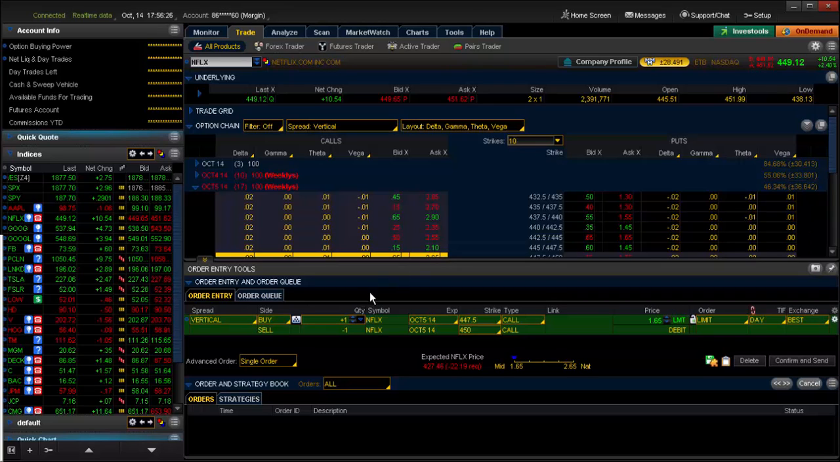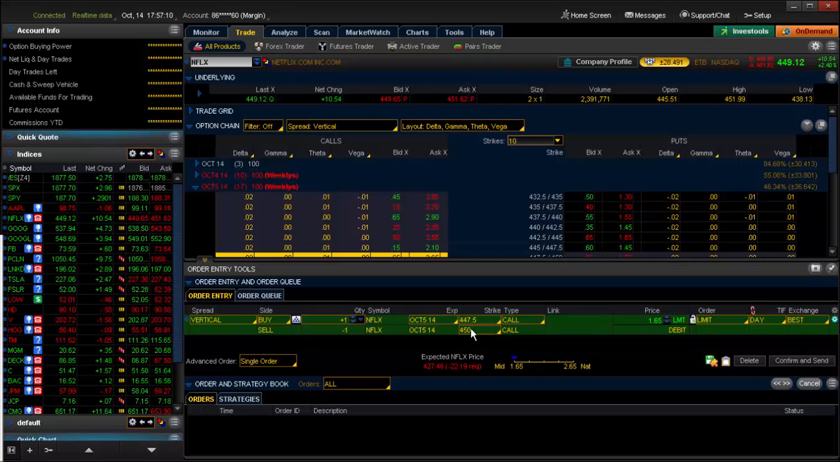So let's break down the trade. This is saying that you're purchasing the 447.5 strike and you're selling the 450 strike. So therefore, in order to make money with this strategy, the stock will have to surpass 450 in order for you to make the maximum amount.